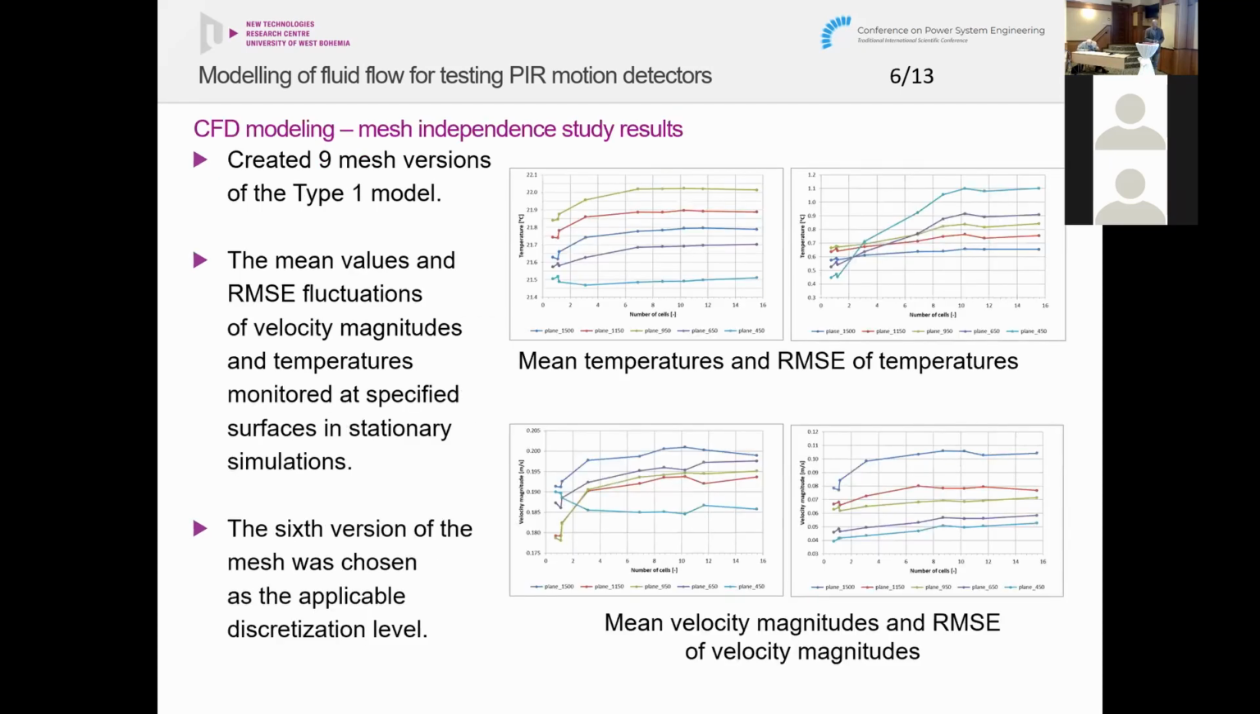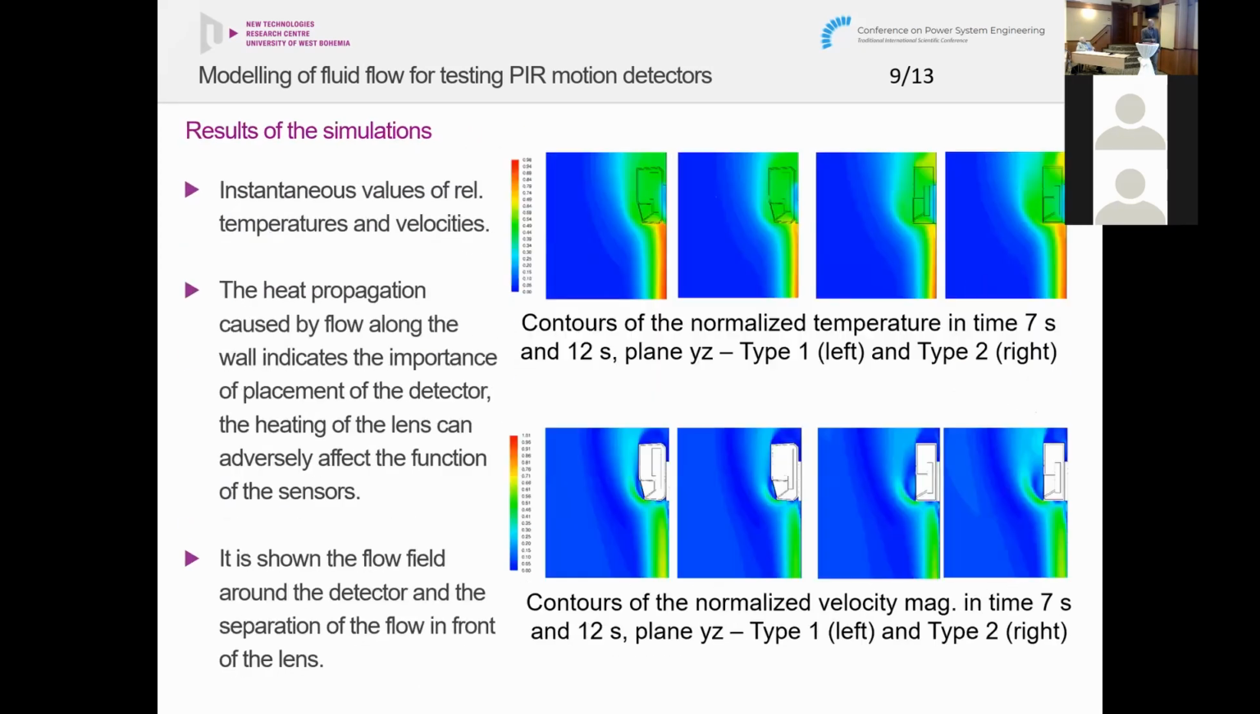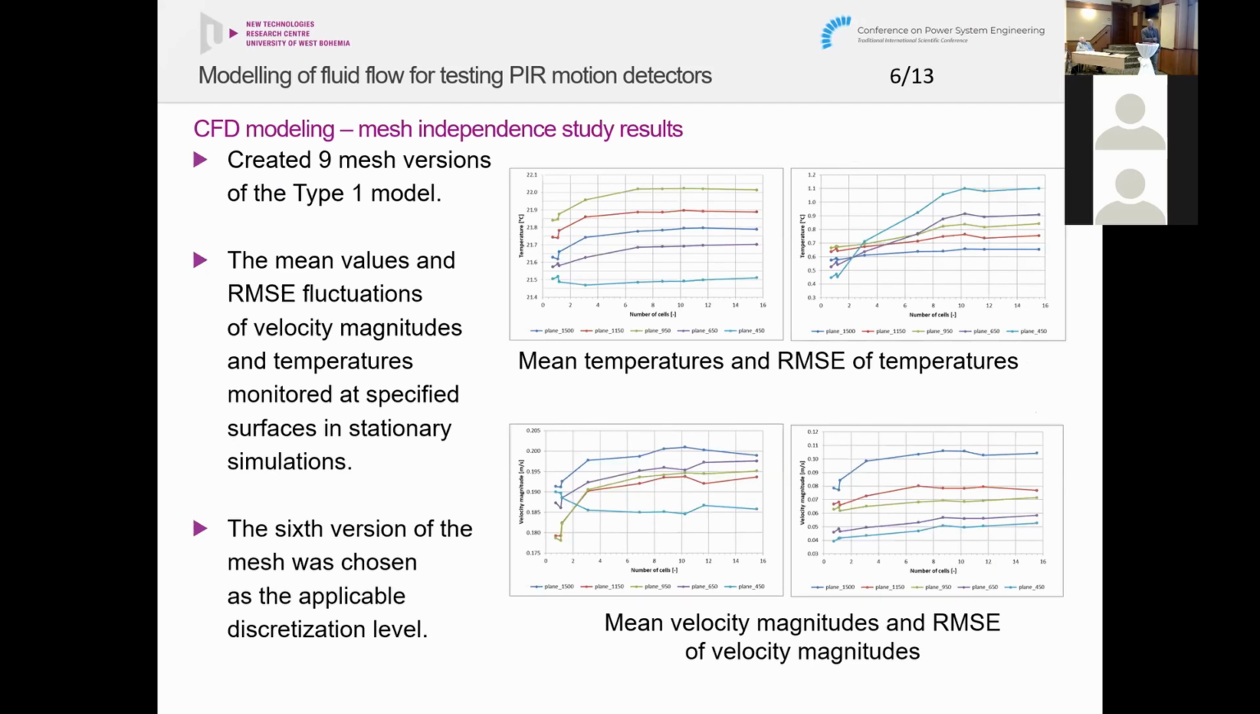For the mesh-independent study, 9 mesh versions of the type 1 detector model were created, and mean values and RMS fluctuation of velocity magnitudes and temperatures were monitored at specific surfaces for stationary simulations. Here you can see the results of mean temperatures and fluctuations, and here mean velocity magnitudes and their fluctuations. You can see that for finer meshes the results are very similar.